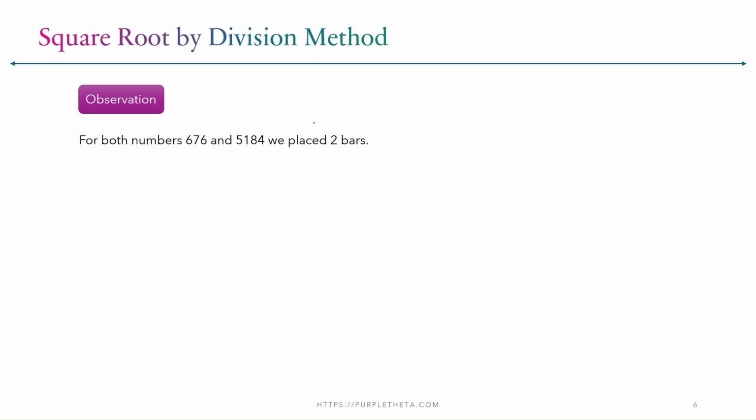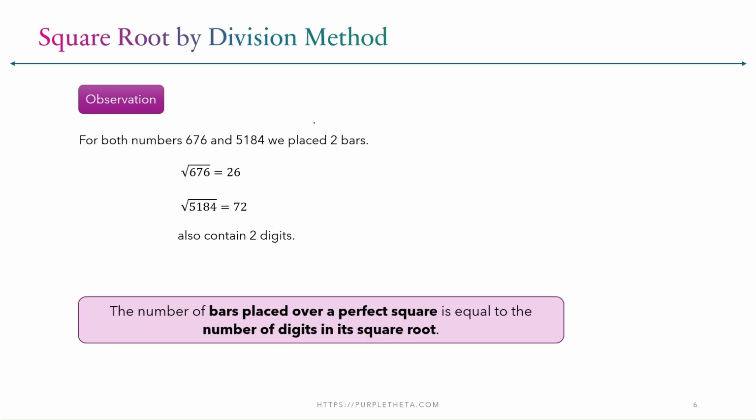Okay, now notice something interesting. For both numbers, for 676 and 5184, we placed two bars, right? And the square roots also contain two digits, right? So this leads to an important observation. The number of bars placed over a perfect square is equal to the number of digits in its square root, right? So this makes it very easy to estimate how many digits the square root will have before we ever begin the calculation, right?